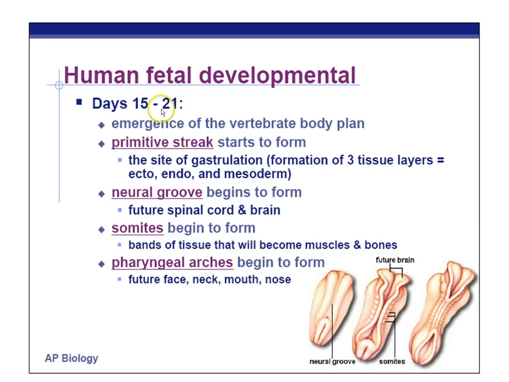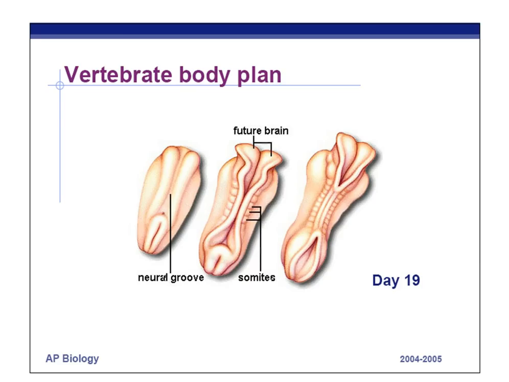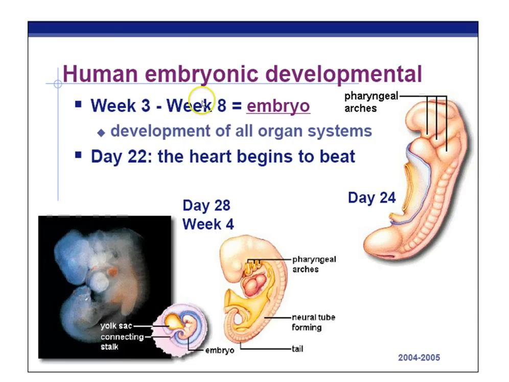Days 15 through 21, we form some of these things here. Neural groove eventually forms the spinal cord and brain. It hasn't formed yet. That's where the brain comes from. Week 3, week 8, we have what's called an embryo now. So what was a ball of cells at different stages, morula, blastula, eventually gastrula, now is called an embryo.